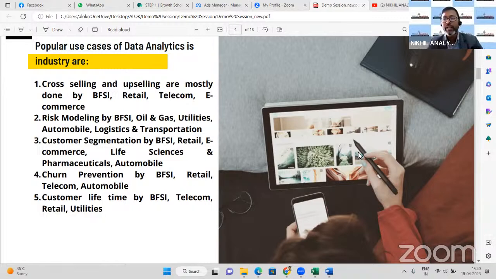Whenever you try to recharge a phone, suppose I want to recharge with 179 rupees, then Airtel will say, sir, if you recharge with 299, you will get this much data, you can get this many offers as well. They're trying to upsell. So what happens? They simply increase the revenues also.